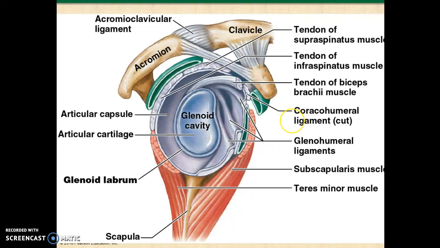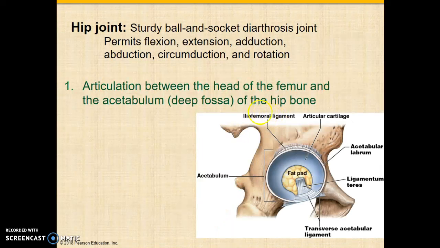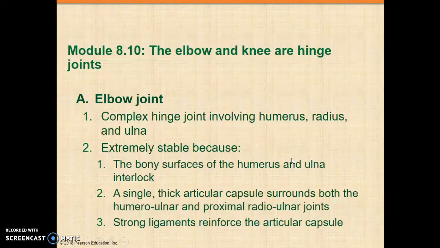Here is a picture. You do not need to memorize any of the tendons, ligaments, cartilages, anything in this joint. The hip joint is a sturdy ball and socket arthrotic joint, permits flexion, extension, adduction, abduction, circumduction, and rotation, and the articulation is between the head of the femur and the acetabulum, which is this deep fossa of the hip bone. The hip bone is another joint you do not have to memorize. We do not have to know the elbow joint. The only joint you have to know in great detail is the knee joint.